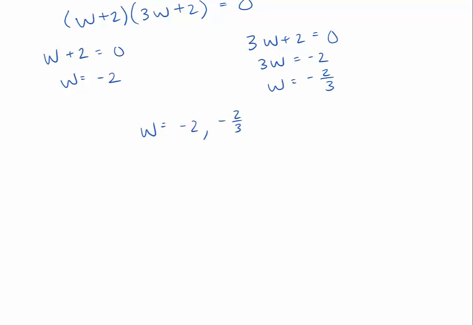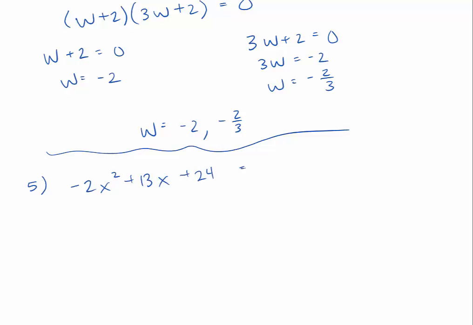All right, moving on to number, let's see, that was number 3. Moving on to number 5. Negative 2x squared plus 13x plus 24 equals 0. And again, I can write this as ax squared plus bx plus c. So I'm going to do the x method.